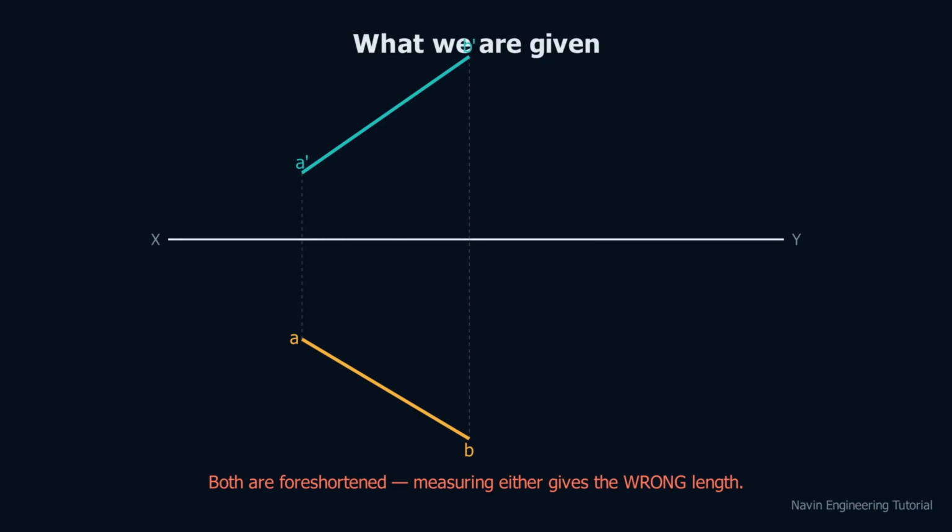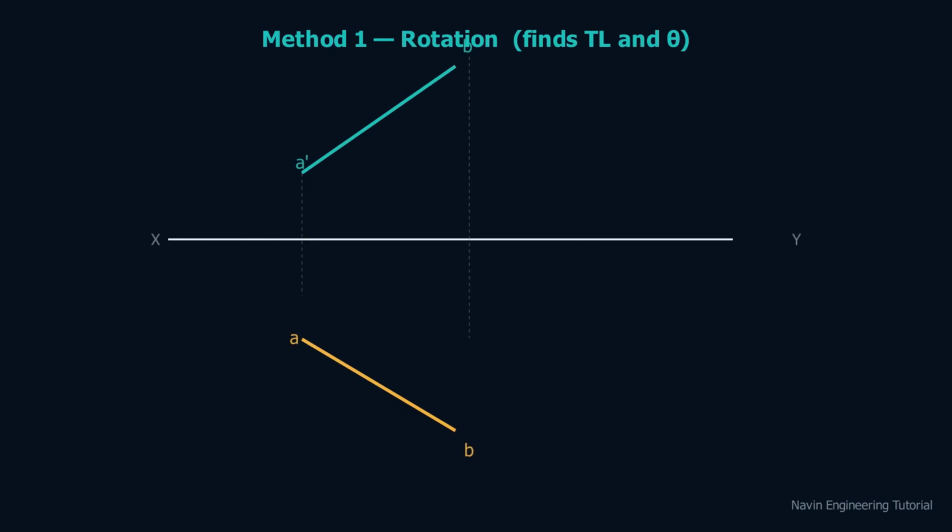We need a construction. The first method is rotation. The idea: swing one view until it is parallel to the reference line, because a view parallel to a plane tells the truth. Take the top view AB and rotate it about the end until it lies flat, parallel to the reference line. Its length does not change during rotation. Call the new position AB1.